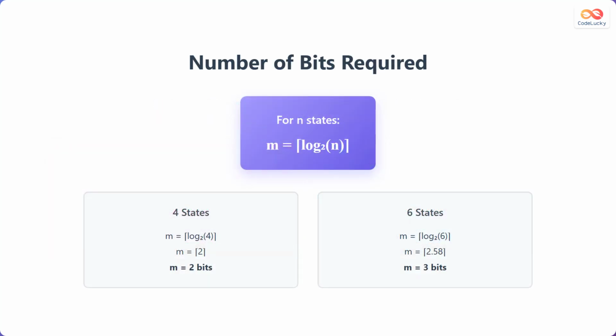To determine the number of bits needed for state assignment, we use a simple formula. For n states, the number of bits m is equal to the ceiling of log base 2 of n. Let's look at a couple of examples. If we have 4 states, then m equals ceiling of log base 2 of 4, which equals ceiling of 2, so m equals 2 bits. If we have 6 states, then m equals ceiling of log base 2 of 6, which equals ceiling of 2.58, so m equals 3 bits.